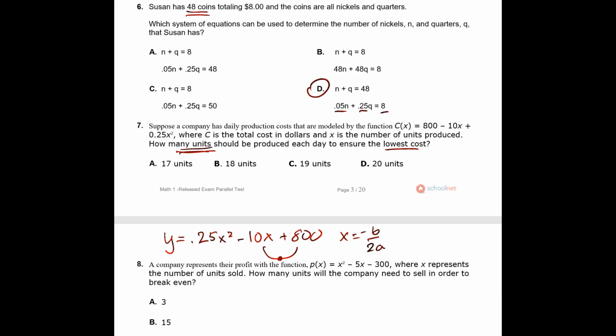So I just do negative b, which is 10, over 2 times a, which is 0.25. 2 times 0.25 gives me 0.50. And how many halves fit into 10? 20 of them. So your answer is D.